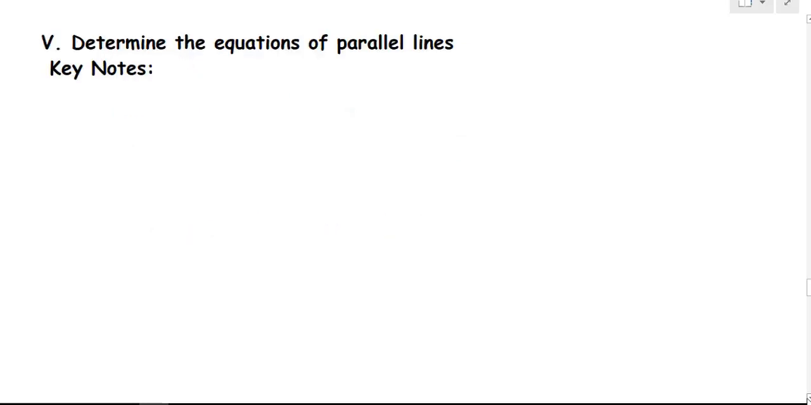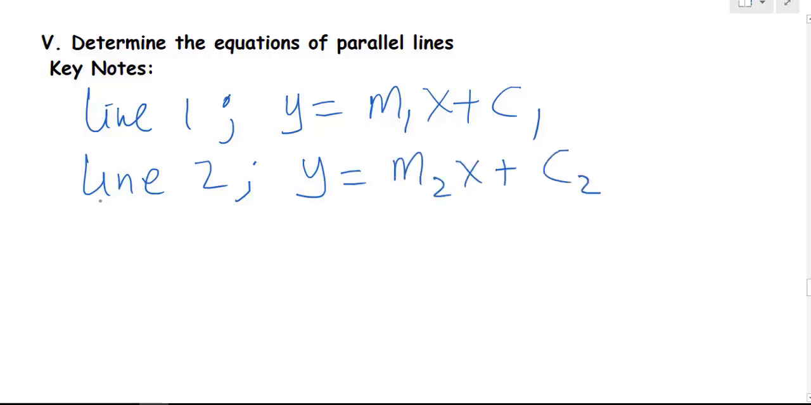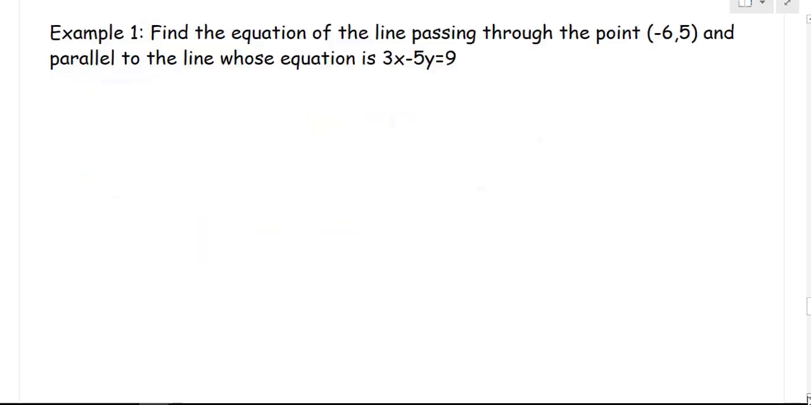The fifth part of the topic is equation of parallel lines. In this case, we are going to be guided by the following principles. That is, if we have two lines, line 1 with equation y = m1x + c1, and line 2 with equation y = m2x + c2, we therefore realize that the two gradients m1 and m2 are related by the concept that m1 is equal to m2 for parallel lines.